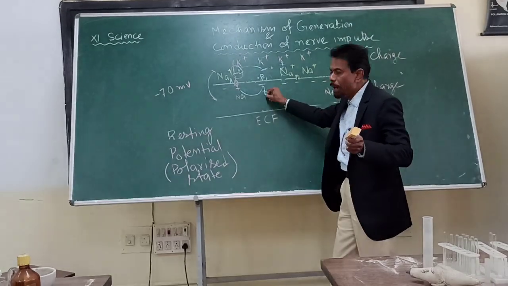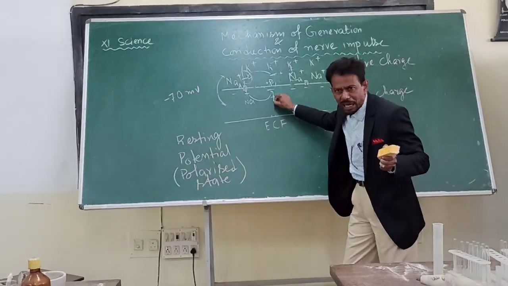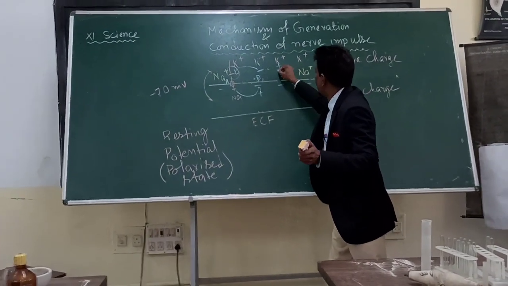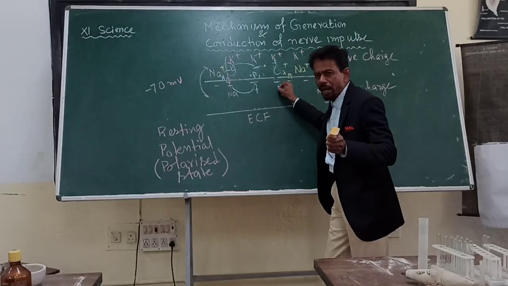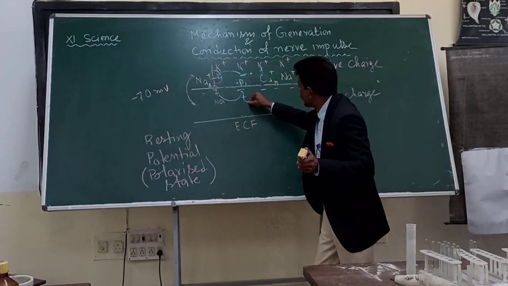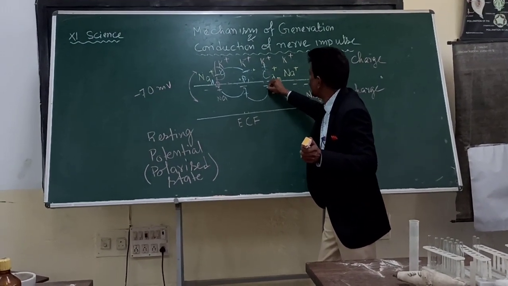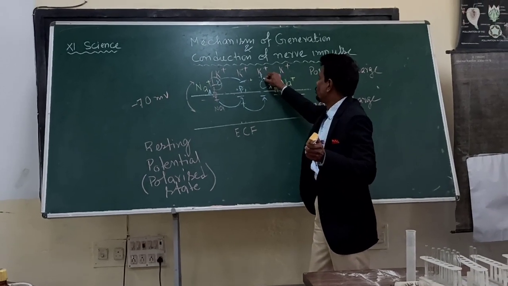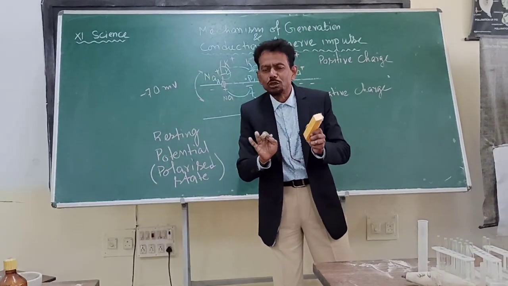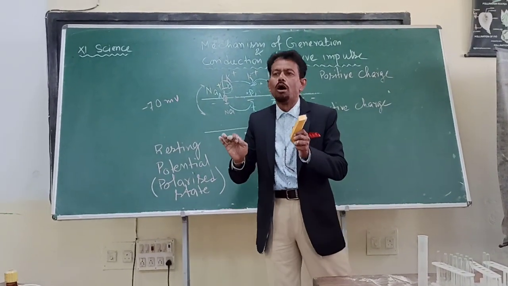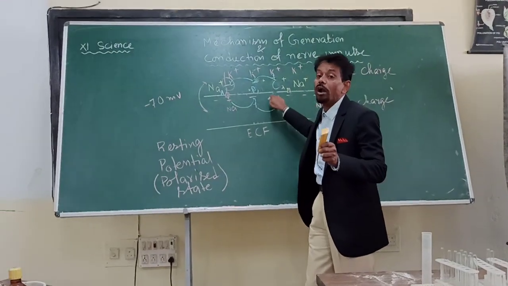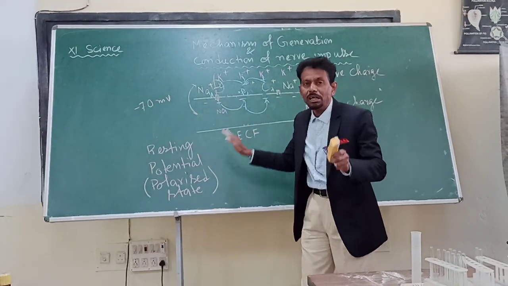Now inside B point there is more positive charge. At point C, inside there is more negative charge, and in the extracellular fluid more positive charge. So inside, positive charge will move from B to C, and outside positive charge will move from C to B. In that way the transmission or conduction of charges takes place. This state we call the depolarized state. Is it clear to you?